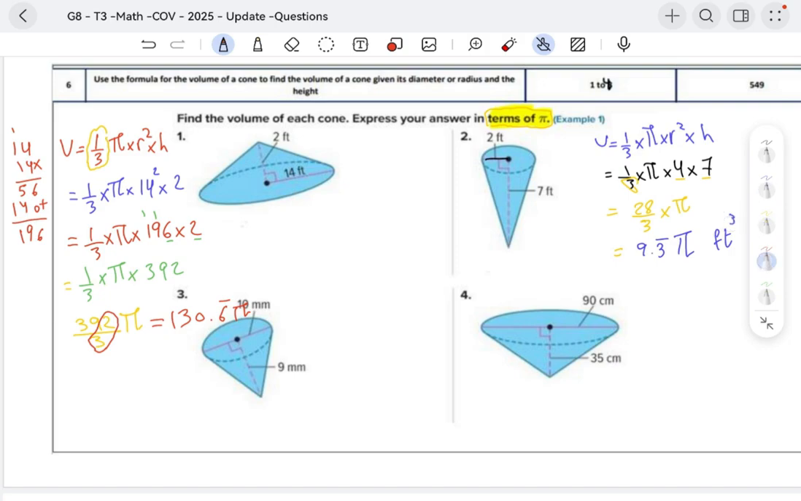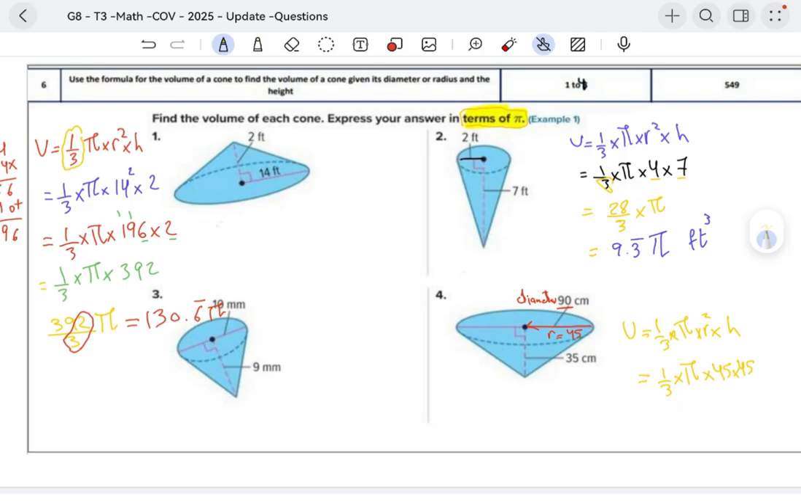The same for question number 4. Here the radius will be half of the diameter. This is the diameter. The diameter is 90. So the radius will be 45. Okay, use the same formula. Volume is 1/3 times pi times the radius squared times the height. Substitute. It will be 1/3 times pi times the radius, 45. I'm going to write it as 45 times 45. 45 squared means 45 times 45. And then we're going to multiply it by the height, which is 35.